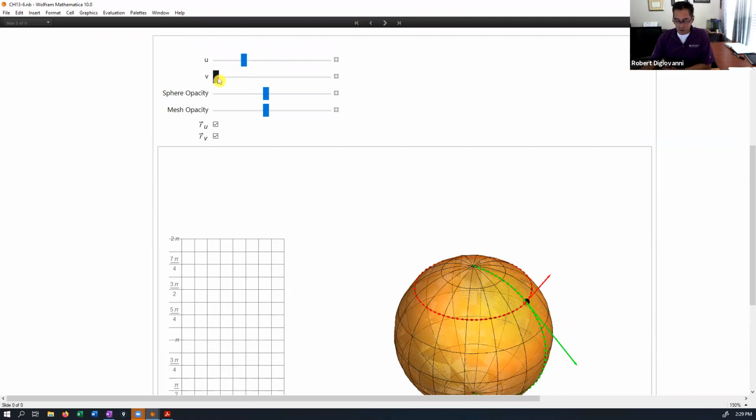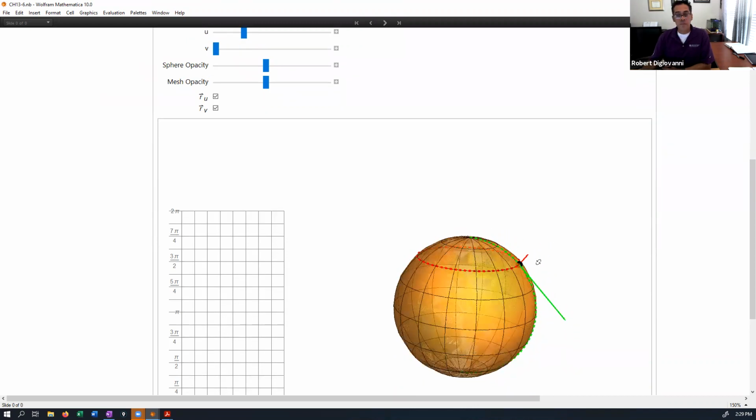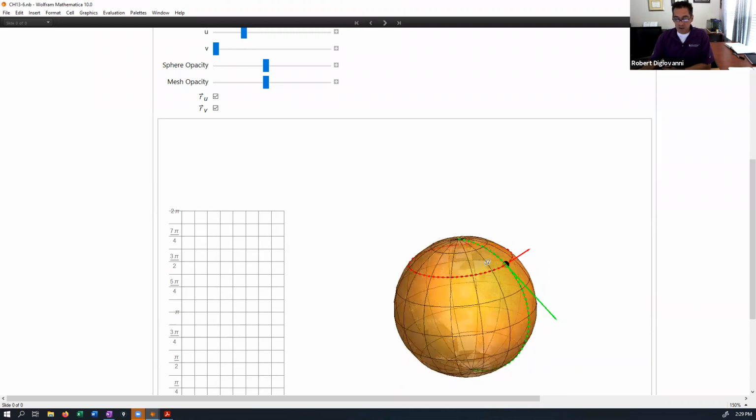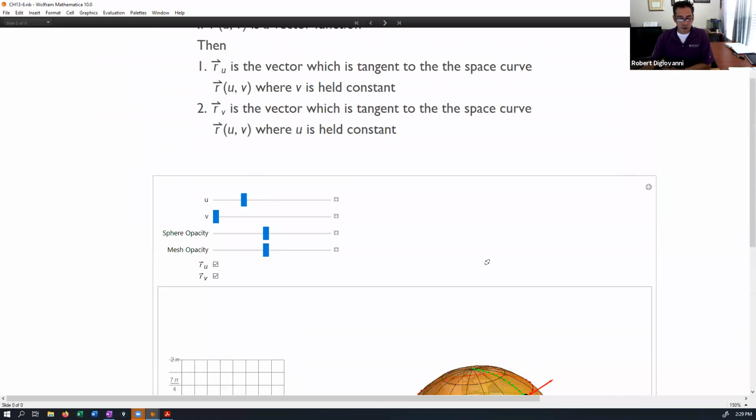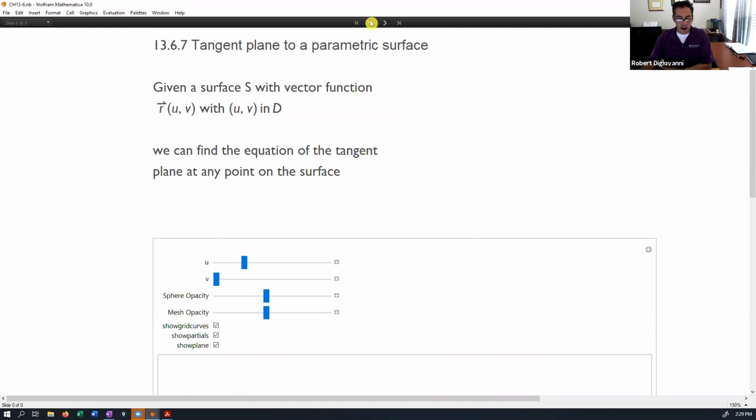Or if we fix the other variable, we'll be drawing another curve, in a different direction. Each one of those curves individually has its own tangent vector, as you can see from this picture. You see the two tangent vectors? And those two tangent vectors we can find by, again, holding something constant. That's a partial derivative.